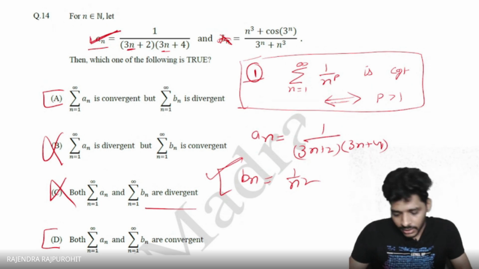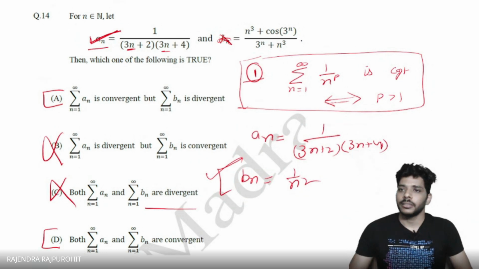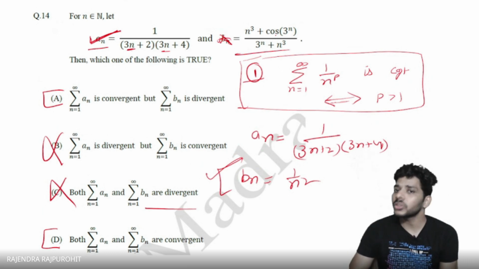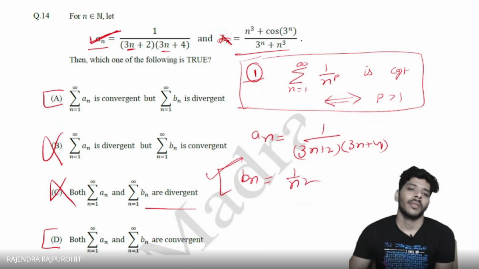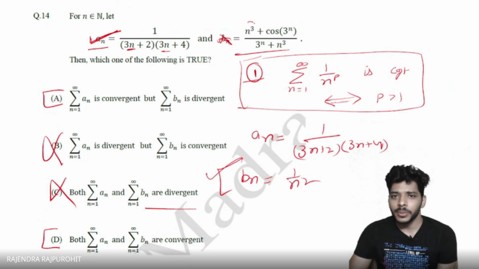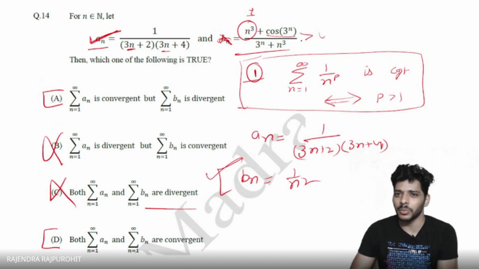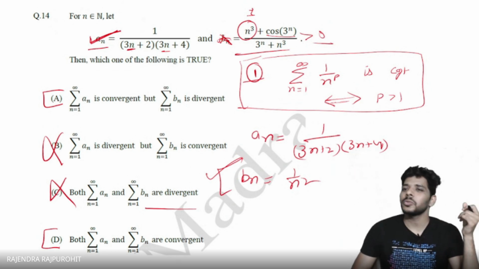There is nothing to worry about in this part. Now let's look at bn. In this case, bn is n cube plus cos 3 to the power n, upon 3 to the power n plus n cube. Now if I look at this, it looks like a series of positive terms, doesn't it? See, n cube is at least 1, and cos 3 to the power n is at most 1 in magnitude. It cannot be minus 1 ever, right? So even if I cancel this out, it will remain positive. So this is also a series of positive terms.